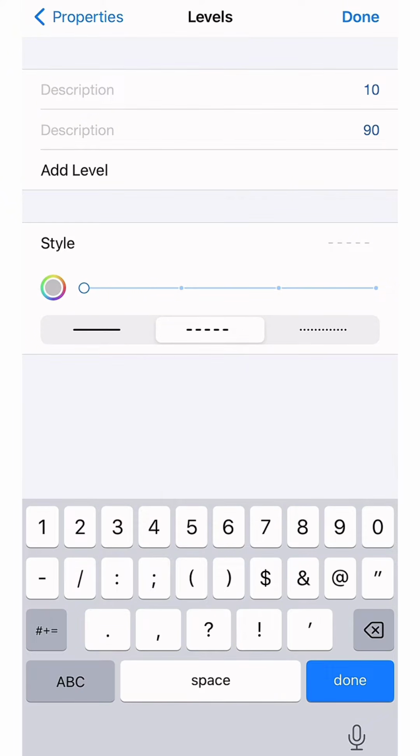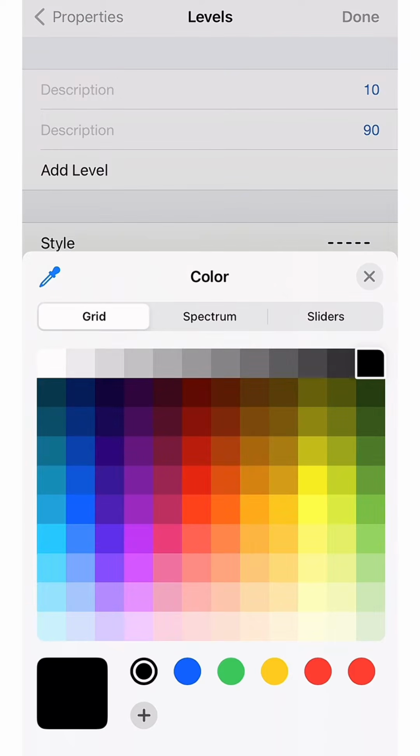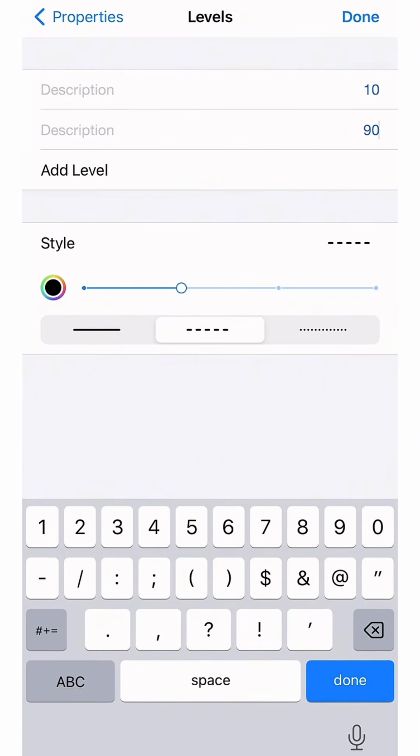We're going to put the style on 2 pixel. Okay, this long line right here is called the style and also the pixel. We're going to put the color on black. Then after that, we're going to put on the line. It's going to be the one with space, which is in the middle right here. Then we're going to click on done.